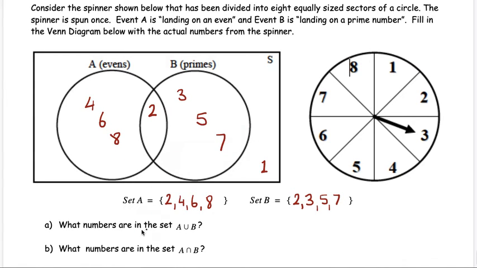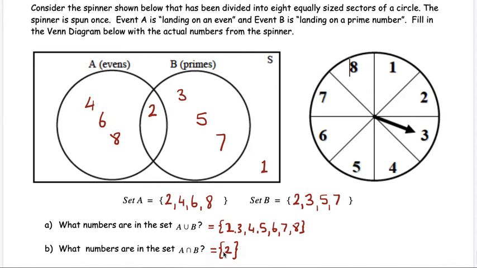Now the question is, what numbers are in set A union B? Well, that's all these numbers within the whole set. So you get 2, 3, 4, 5, 6, 7, and 8. So A union B is equal to the set 2, 3, 4, 5, 6, 7, and 8. And in A intersection B, we'll see that we have only right here in the middle a set with 1 item, and that's 2.